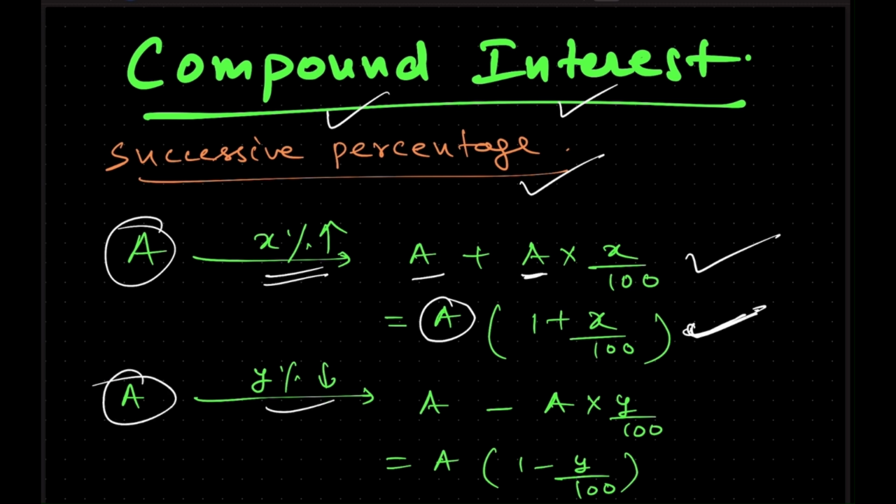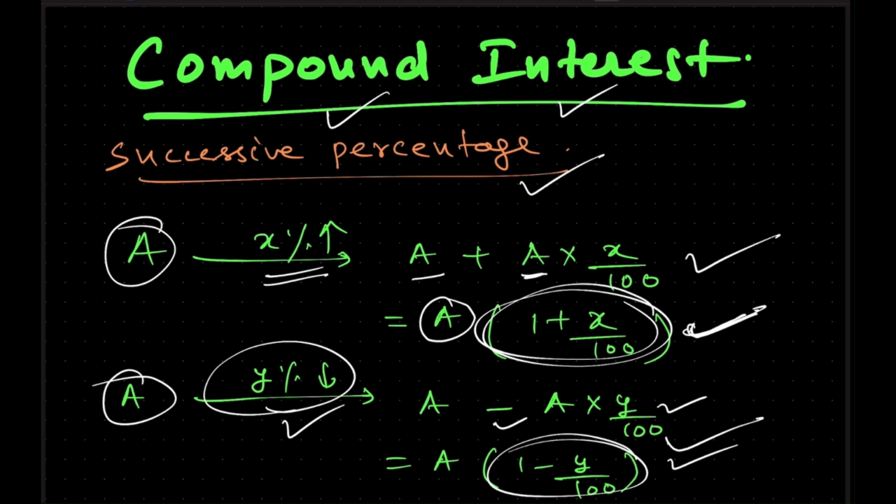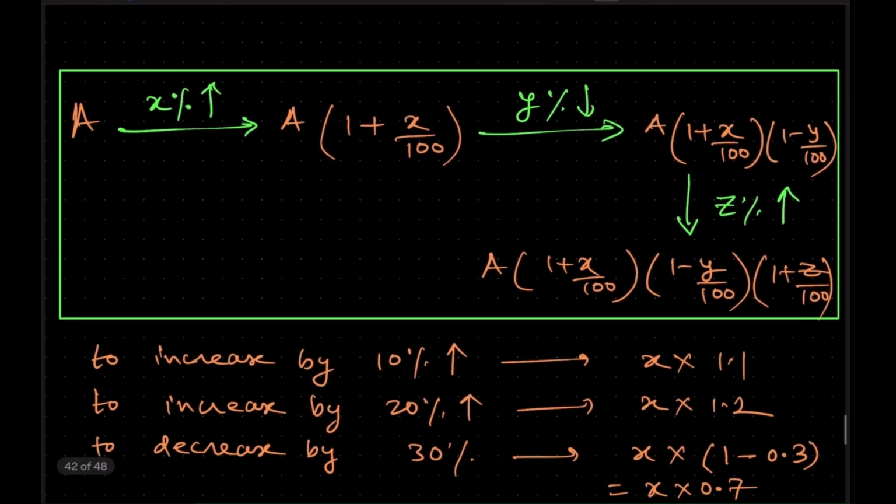Similarly, if a is decreased by y%, then a minus a into y by 100, so we take a common and we get this factor. So whenever we have to increase a by x%, we will multiply by 1 plus x by 100, and whenever we decrease by y%, we will multiply by the factor 1 minus y by 100. This is what I was talking about.